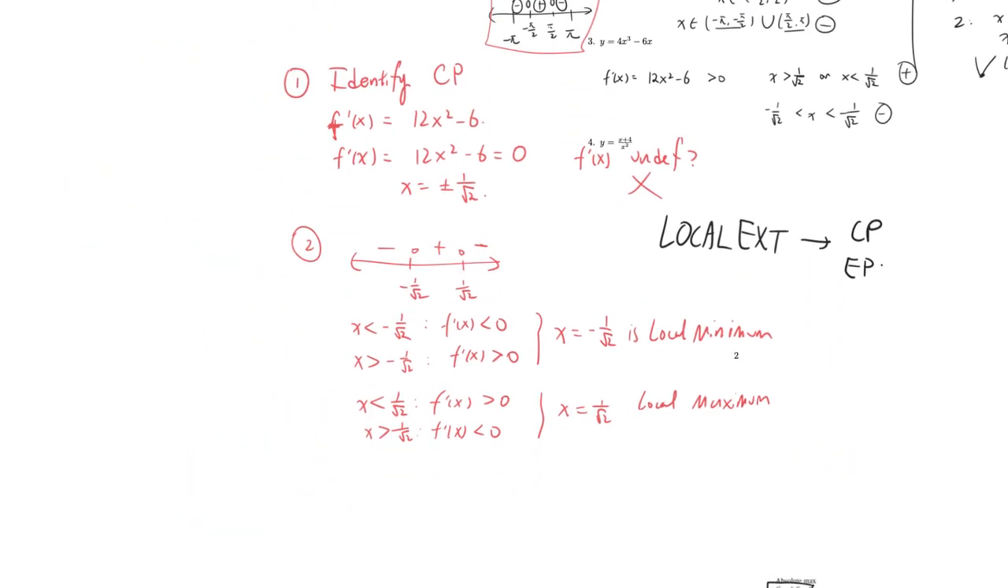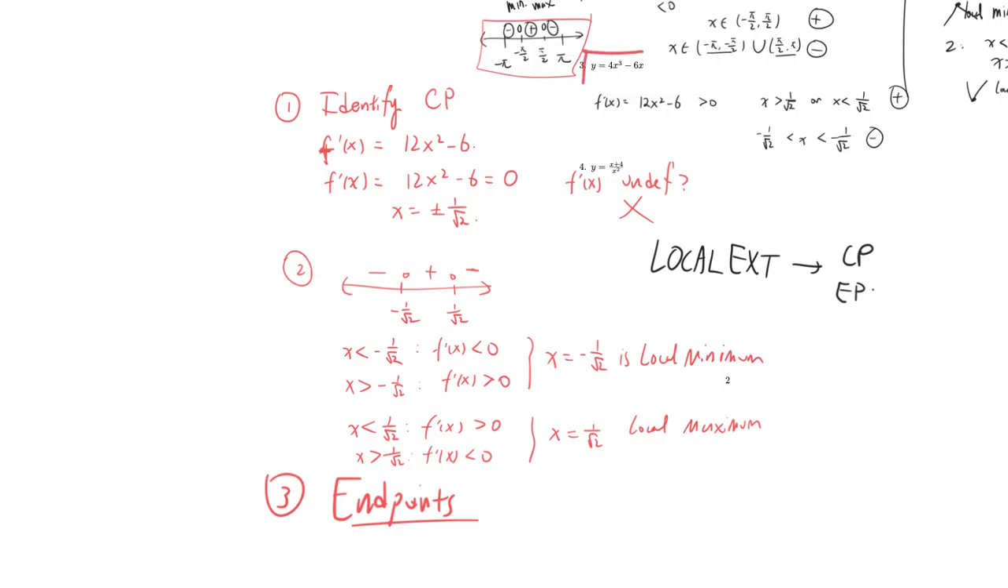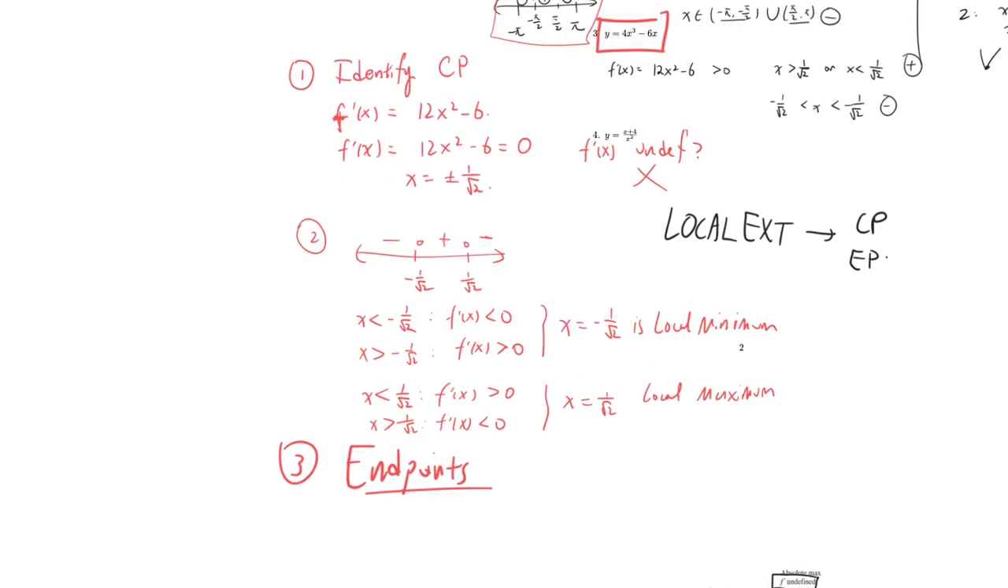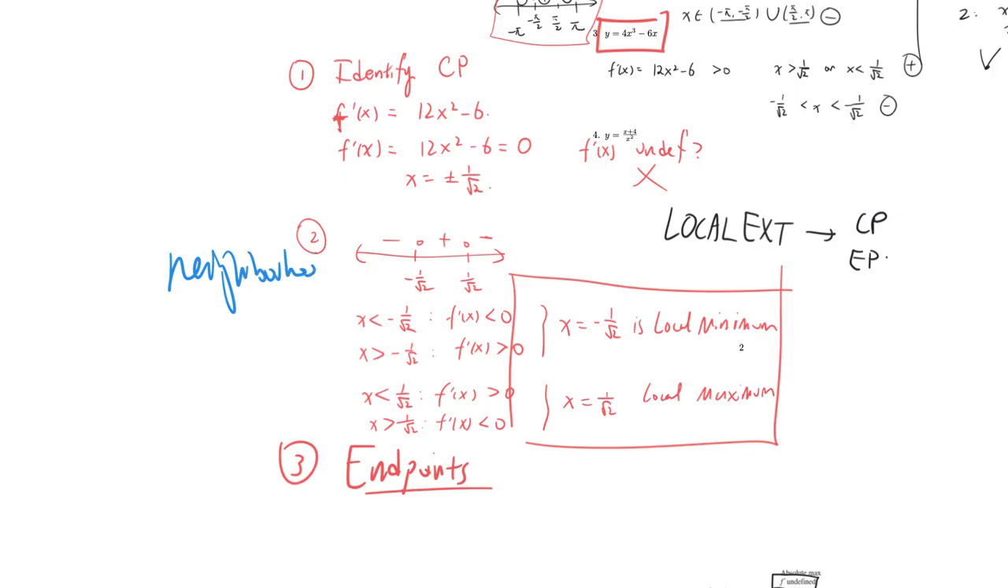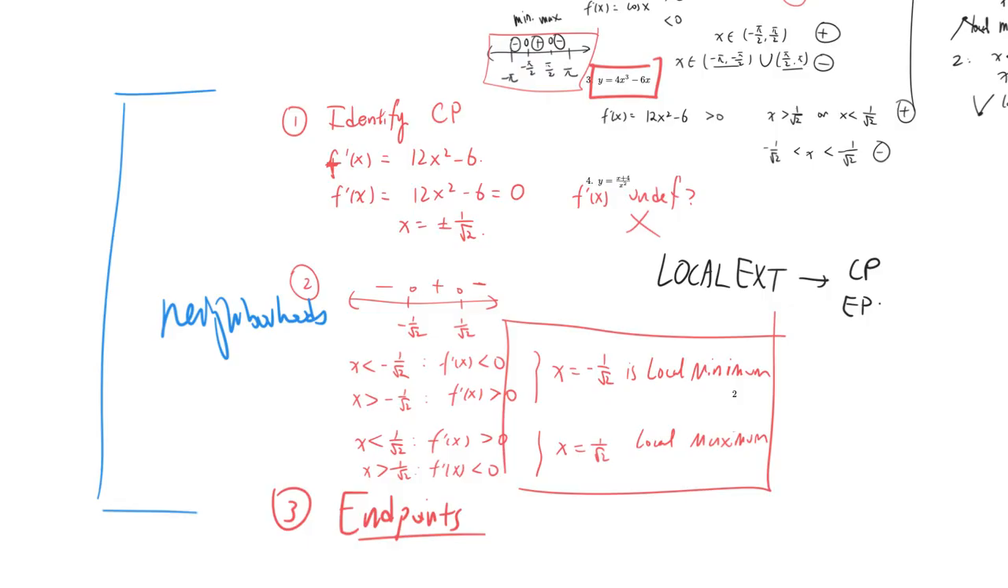So this is the second step. And third of all, don't forget the endpoints. Do at least take a look at them. Here there are no endpoints. This is defined over the entire domain, all real numbers, so you don't really have endpoints. So here are our only two local extrema. These are the three steps: identify critical points, look at the neighborhoods, and then look at endpoints. Three steps for finding local extrema.